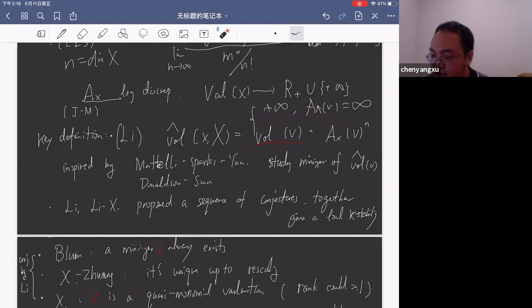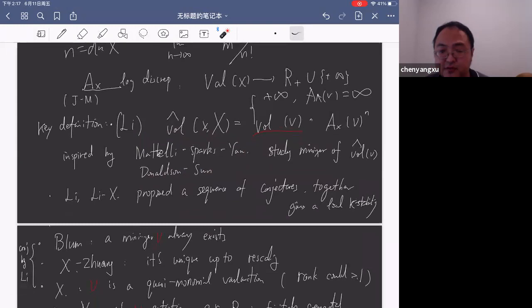I will give you the conjectural picture of why we care about this invariant, because it really carries very deep information about singularity. But let me first say that it's a big leap from the original study by Martelli, Sparks, Yau, and also Donaldson and Sun. Those two works gave inspiration to Chi Li from different perspectives, but they are all kind of analytical work. So I would say that Chi Li's definition, even with those two works, is really a big leap conceptually.